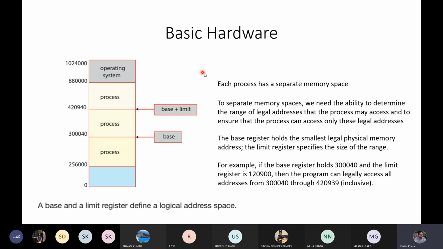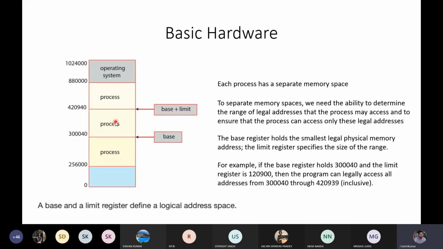When you are converting each program into a process, the main memory typically looks like this. Some space will be occupied by the operating system. Some memory bytes will be occupied by the operating system. Then after that, for each process, whatever memory is required, the main memory will give some space to each process. Now, there is a difference, base and limit.